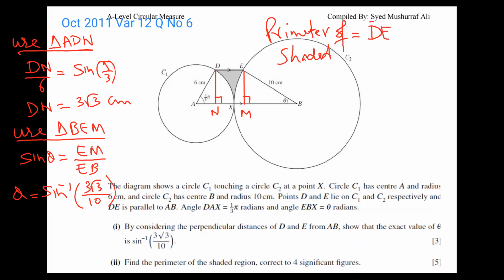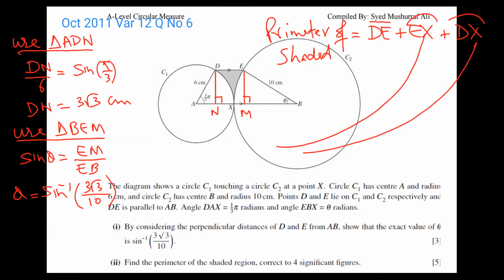plus EX arc length and plus DX arc length. So we have 2 arc lengths, the first arc length and the second arc length, and the straight length is very clear. Arc length is not a hard job to get. The only tough task is DE. This is easy to get.